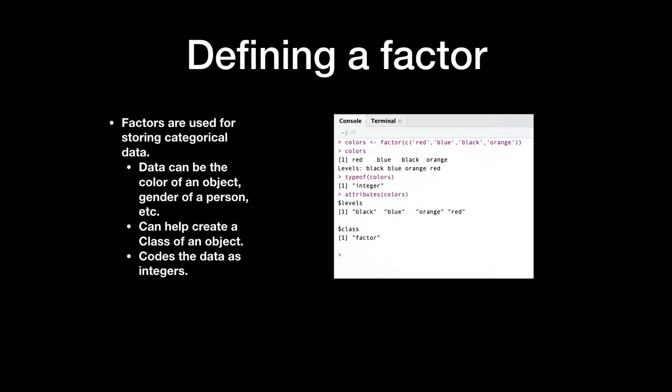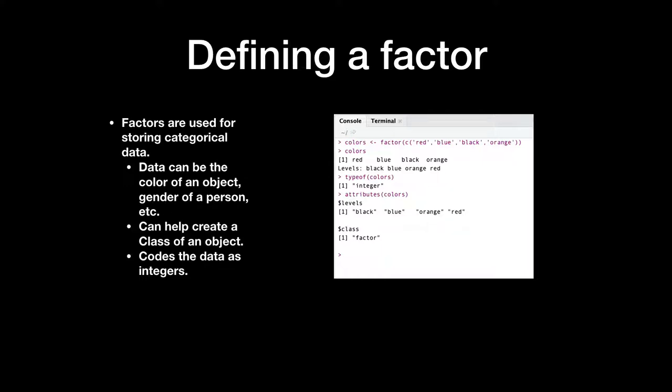So quickly, to go over some important details in defining what a factor is. Factors are used for storing categorical data. So this is data that can be the color of an object, the gender of a person, etc. Factors can help create a class of an object, and code the data as integers.